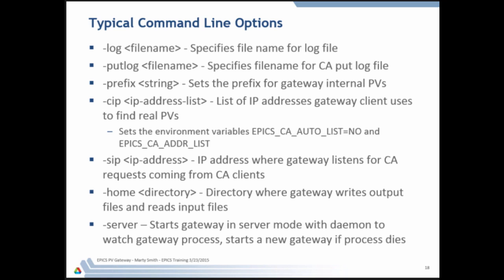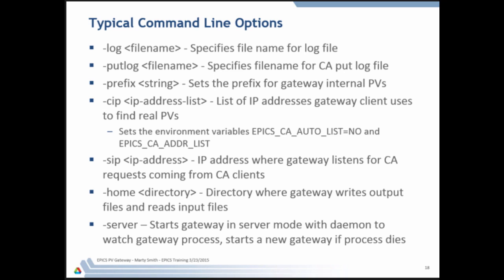So then you got a -sip, which is the server IP. That's the IP address where the gateway listens for channel access requests. So this is the IP address of the network that your channel access clients will be on. Then you got a -home and some directory path. This is the directory where the gateway writes its output files and reads all of its input files from. So typically you would put all of these files within the same directory.